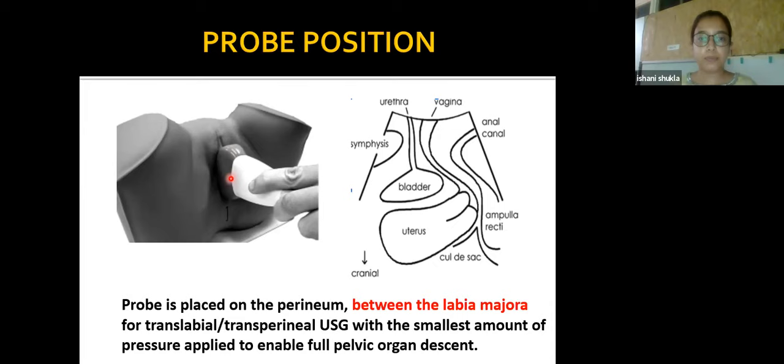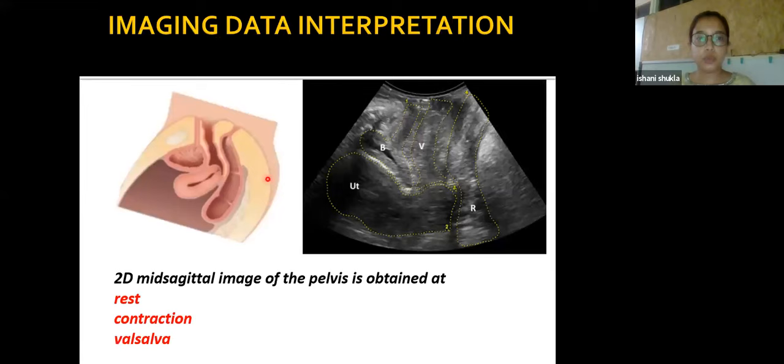Here we can see the probe is placed in between the labia majora and the organ anatomy will be seen upside down. So this is the urethra and the bladder, vagina and the uterus, and posteriorly this is the anal canal and the rectum. And this acute angulation is the anorectal angle here. The same image, this is the 2D mid sagittal image of the pelvis. We obtain it at first at rest, then we ask the patient to squeeze, leading to pelvic muscle contraction. And third, we ask the patient to strain, that is the Valsalva manoeuvre.